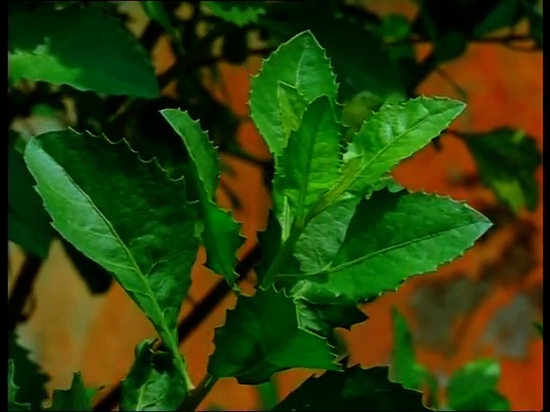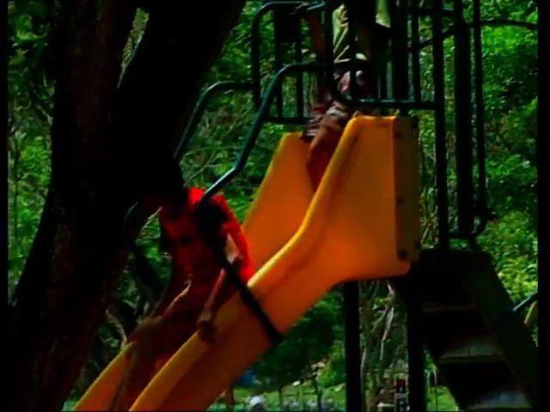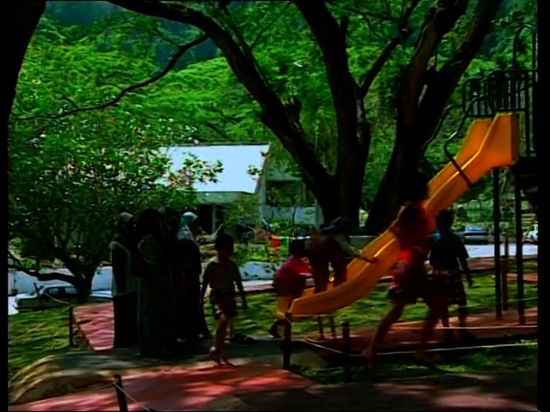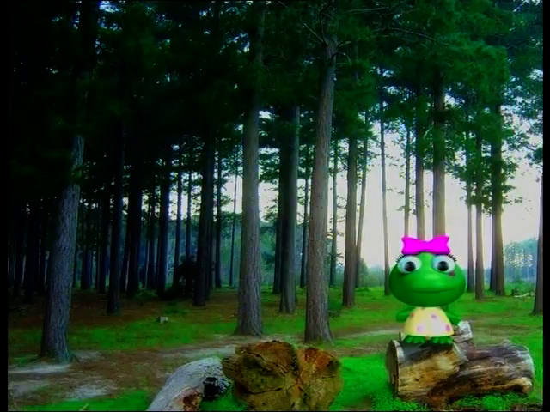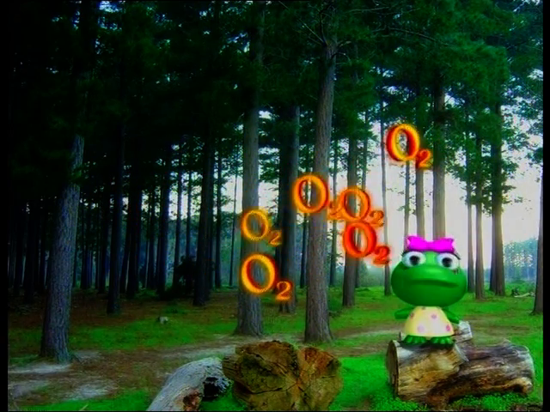Another product of photosynthesis is oxygen. All living things rely on the oxygen released by plants during photosynthesis for respiration. Oh, I really like plants. Plants give us the fresh air that we breathe. Ooh, oxygen, fresh air.